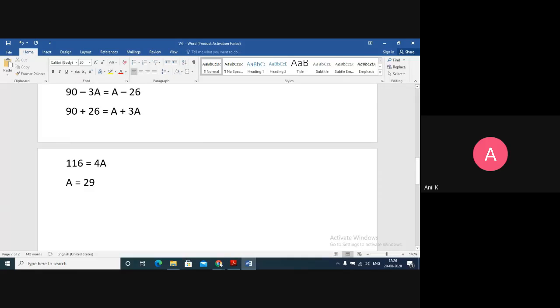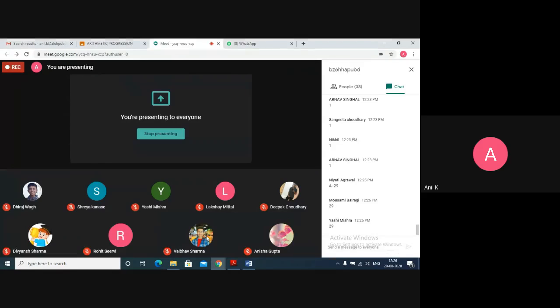Is that clear for everyone? Somebody has already given the answer. Total 39 formulas in the chapter. Let's see, 39 or more than 39. Okay. So it is clear for everyone.